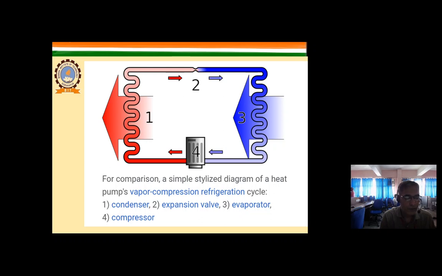A circulating working fluid, as shown in this figure, commonly called a refrigerant such as Freon, enters the compressor as a low pressure and low temperature vapor. The vapor is compressed at constant entropy and exits the compressor as superheated vapor.